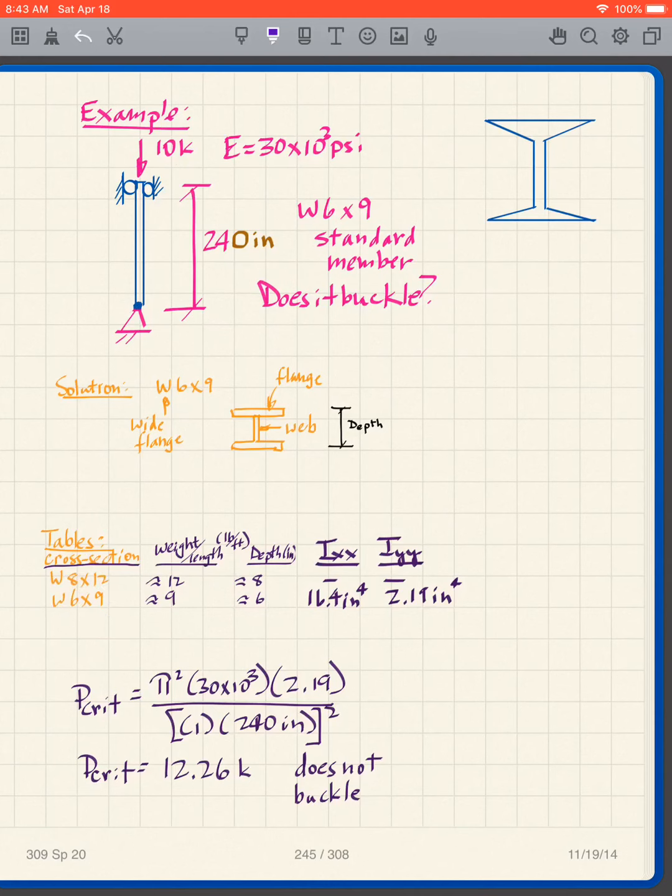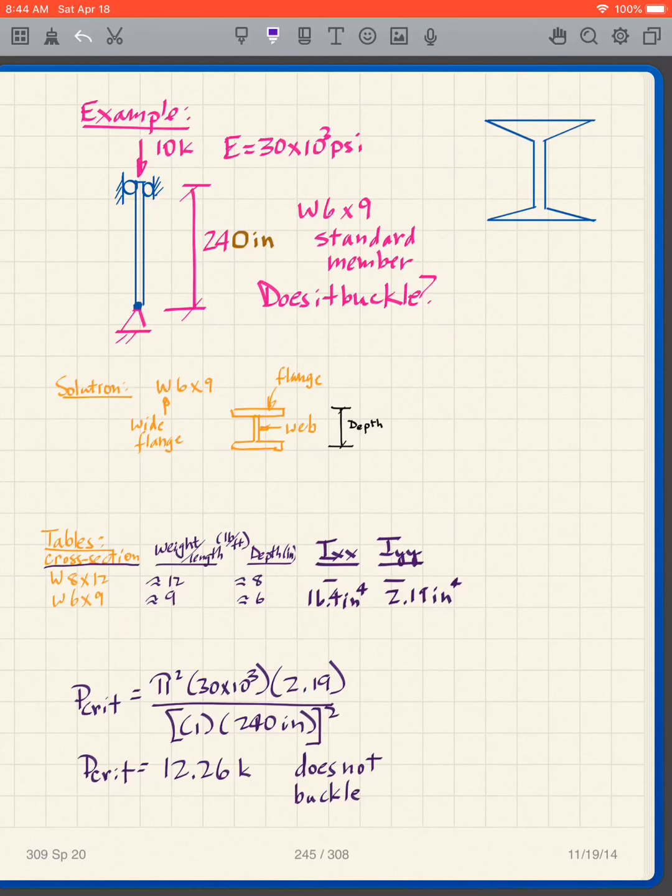In tables like these, you're given moments of inertia, Ixx, Iyy. We've talked about the two different moments of inertia that you are interested in for such a thing, the moment of inertia about an XX axis. In other words, this is the moment of inertia about this axis, moment of inertia about that axis. The vertical one is the YY axis, the horizontal one is the XX axis.